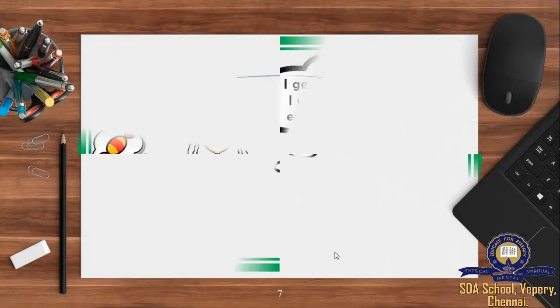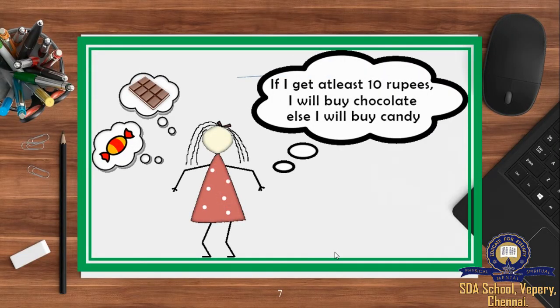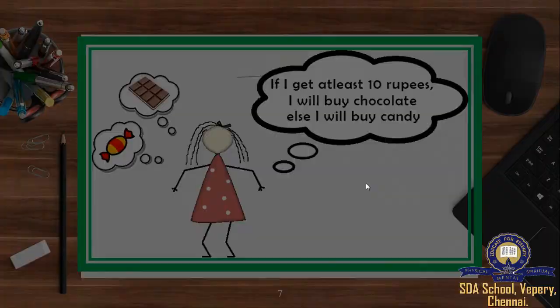And the next one, an if else example. I'm going to buy a candy. Before buying a candy, I would like to purchase a chocolate. The chocolate costs 10 rupees and I have only 10 rupees, right? If I have at least 10 rupees, I will buy the chocolate. Else, I will buy a candy. If I have 10 rupees, I can purchase the chocolate. If I have less than that, I will go for another option, which is a candy. That is how you decide between this or that. That is called the if else statement.